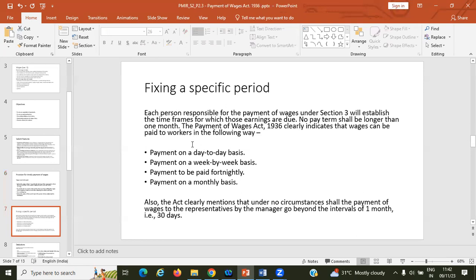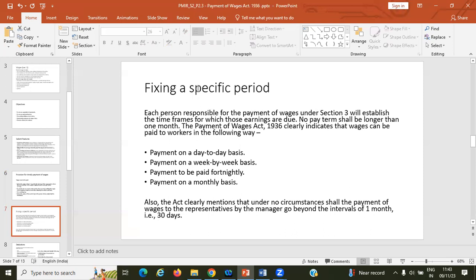Fixing a specific period. Payment on day-to-day basis or weekly basis or fortnightly basis or monthly basis. Each person is responsible for the payment of wages under Section 3. So wages you read about in section 2, now it's section 3. I was telling I'll make a note of all section 2, 3, whatever they are. Next thing we'll see is the deduction. All important sections. Maybe tomorrow I can share some slides which will talk about that.